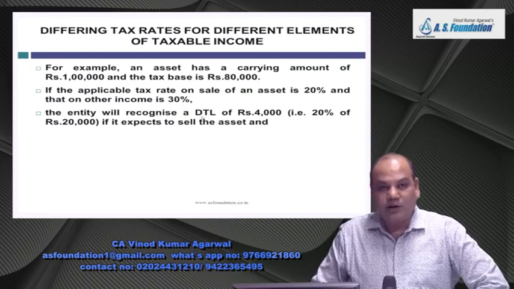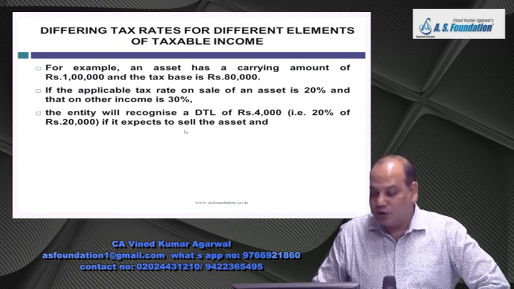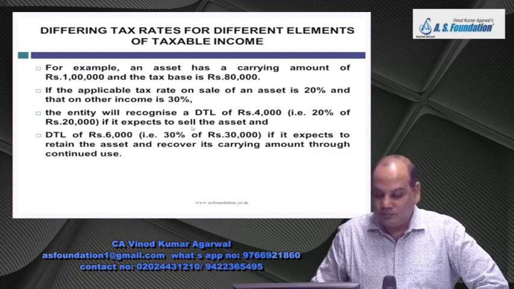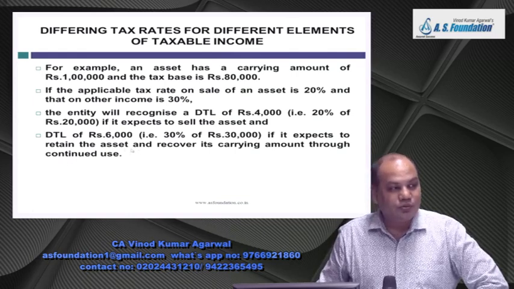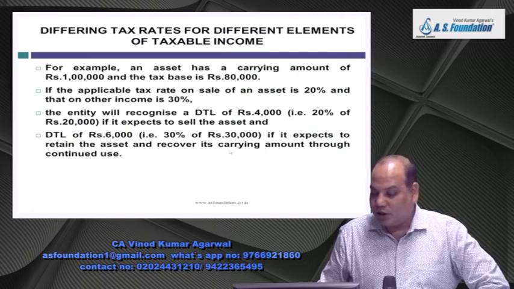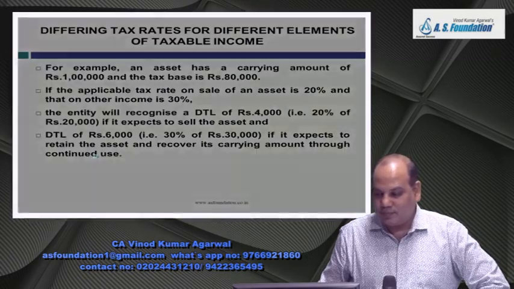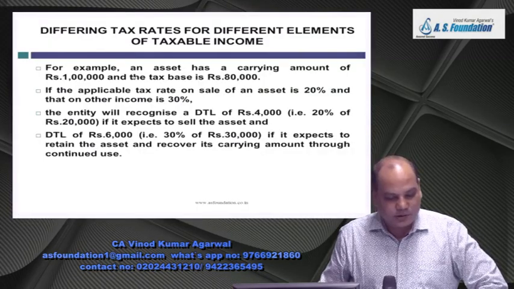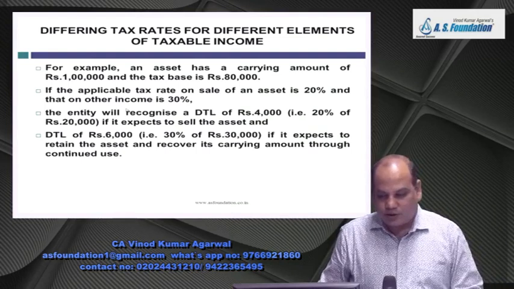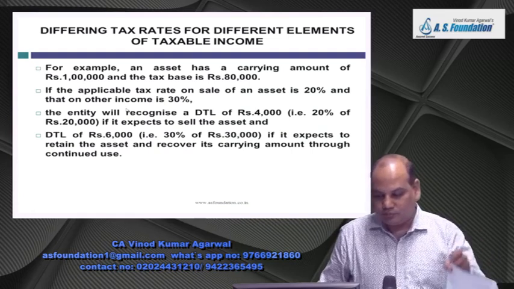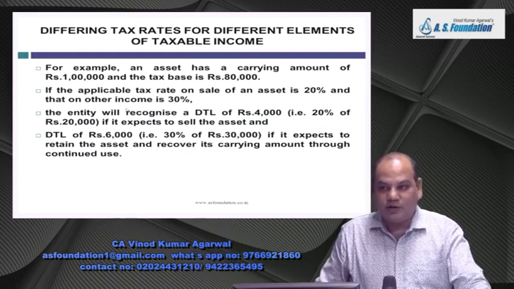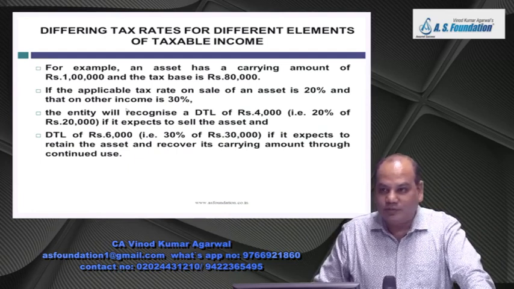Now the entity will recognize DTL of 4,000 if it expects to sell the asset and DTL of 6,000 if it expects to retain the asset and recover its carrying amount through continued use. So this you have to be careful in the exam. What is the objective? Use or sell? If use, apply normal tax rate. If the objective is to sell, apply the capital gain tax rate.